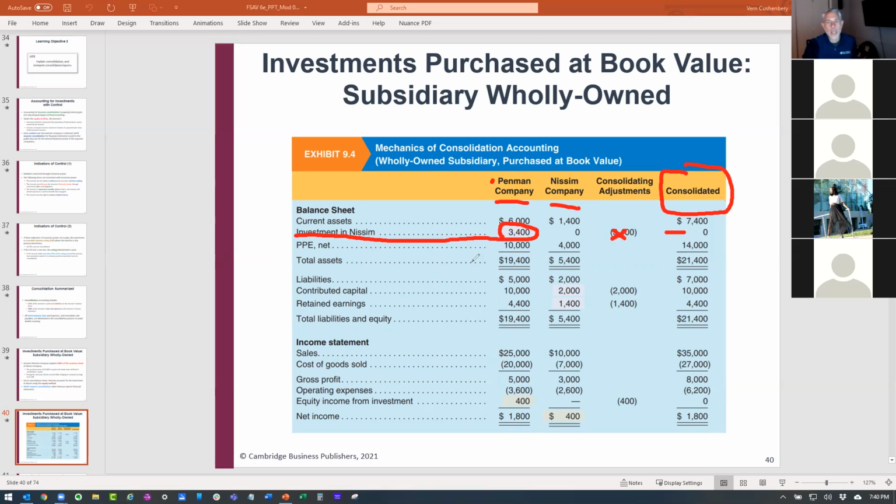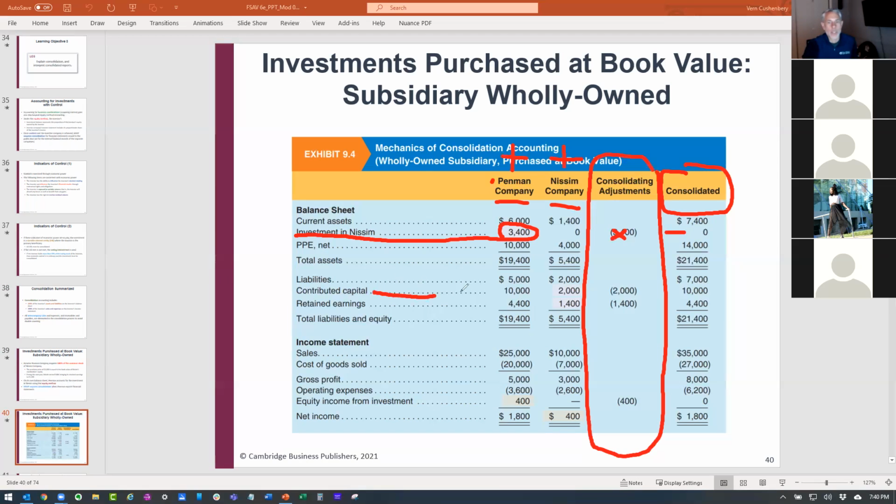And then we can go line item by line item, and you can see most of these are just added together. If you don't see an adjustment in this column right here, then you're just adding Penman and NISM together. And that holds for most assets and most liabilities. But let's look at the exceptions.